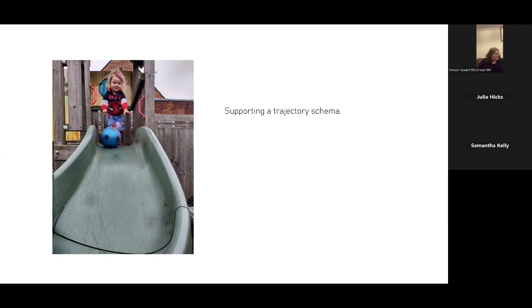Now, all of those things were telling her, this is what happens when I put this thing down the slide. When I put the cars down, this happens. When I put the balls down, this happens. When I put the teddy bears down, this happens. Her brain is storing all of that information for later use so that she doesn't have to experiment all over again to know what's going to happen. She'll be able to predict what would happen if I put this object down the slide. That's basically what a schema is.